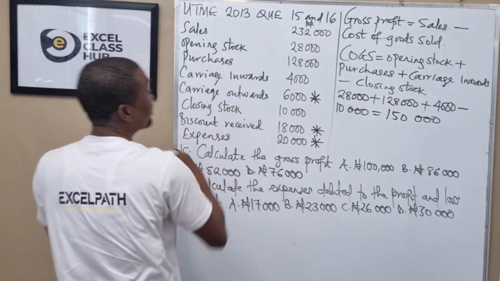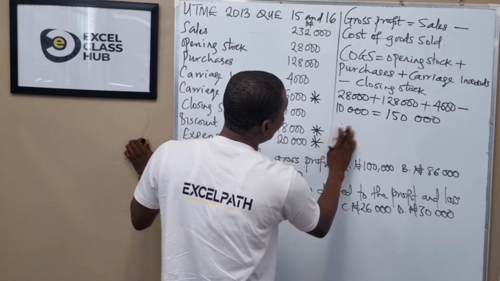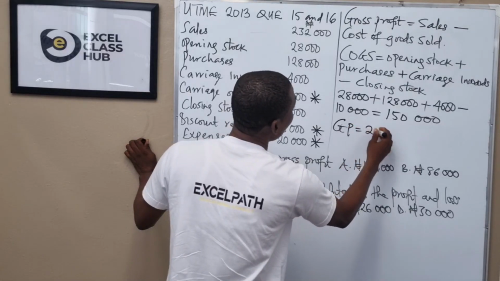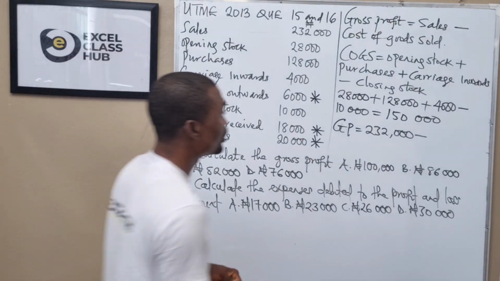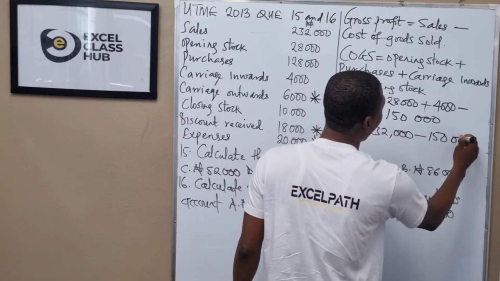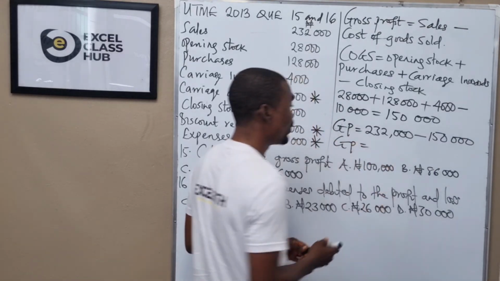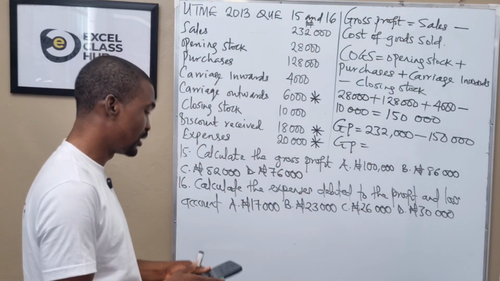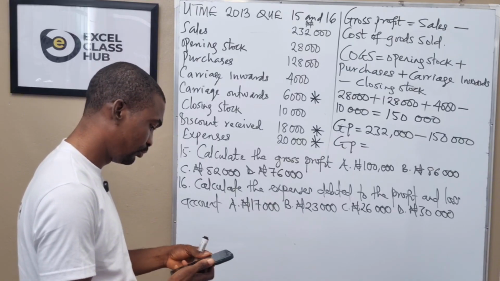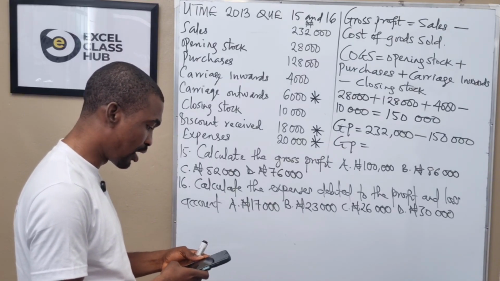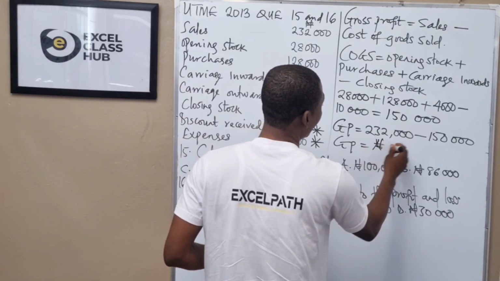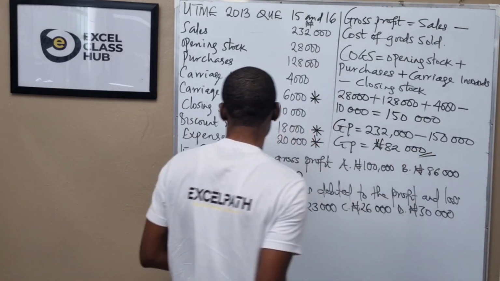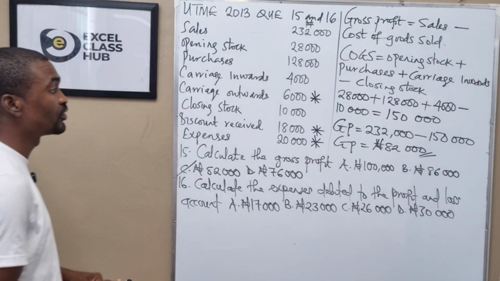Since we have gotten our cost of goods sold, we can now get our gross profit, which is sales. Our sales is 232,000. So gross profit now is equal to 232,000 minus cost of goods sold, which is 150,000. So 232,000 minus 150,000, final answer is 82,000. Our gross profit is 82,000. So the correct option is option C.